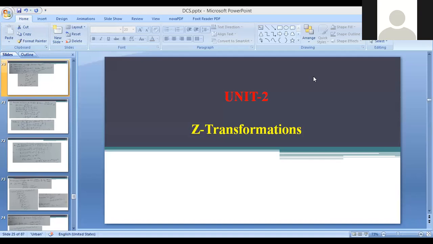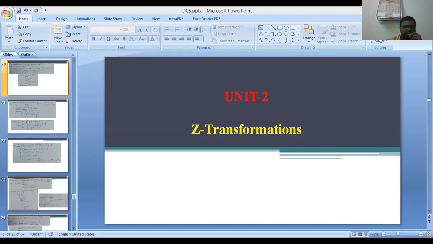We are in the middle of the second unit, that is Z transformations. So far, we have seen several problems depending upon the fundamental equations and Z transformation methods, which are used to solve some quadratic equations. And in the previous class, we started the inverse Z transformation methods.